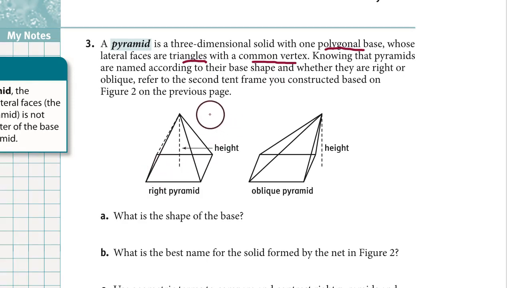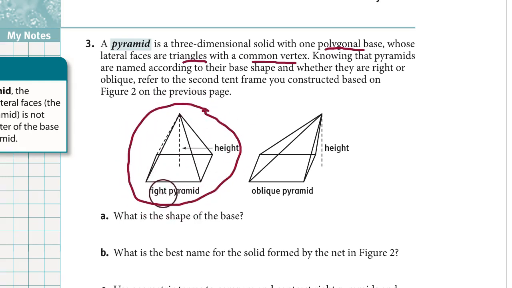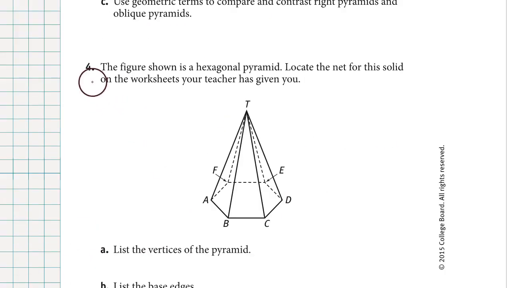If you were to take the net from the first page and fold it up, it would create a pyramid shaped like this. This is a right pyramid. This one over here is oblique. Again, notice it kind of looks like it's been smushed over or knocked out of whack. Both of these pyramids are called square pyramids because the shape of the polygon base is a square. Next, skip down to question 4.